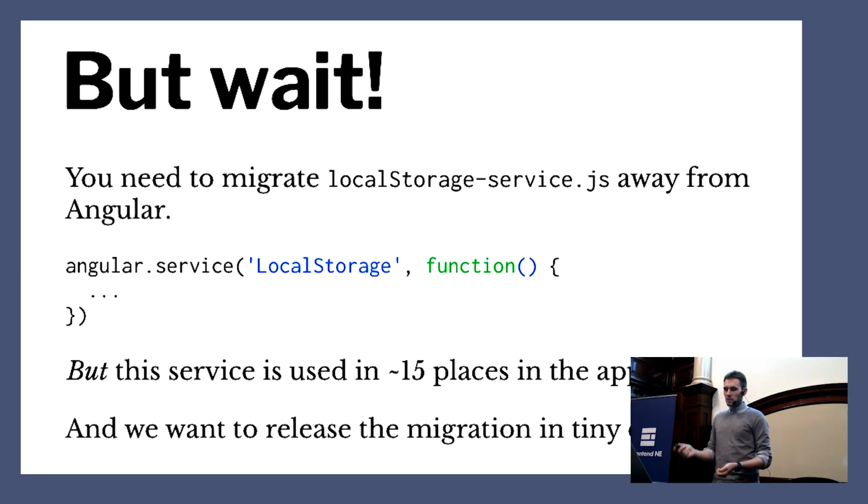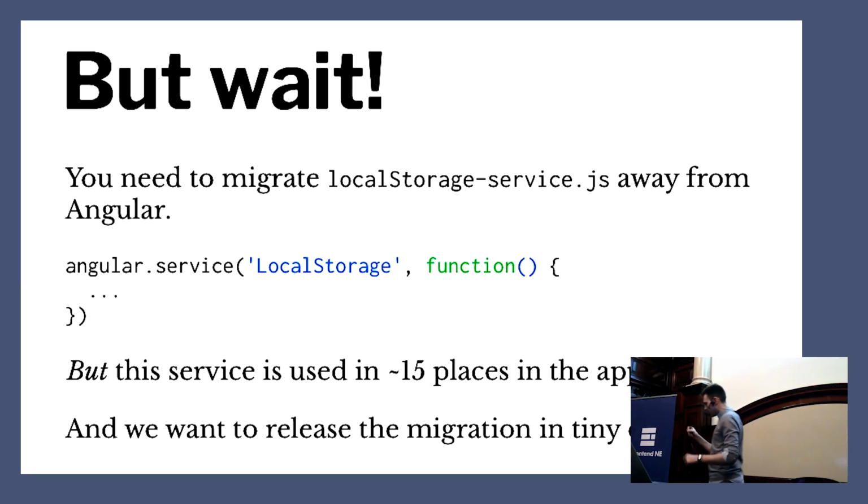But wait, it's still not that simple. Because let's imagine you want to migrate the local storage thing, which is a wrapper around local storage that can use an in-memory storage if local storage is broken or whatever. So I want to move this local storage service away from Angular. So I open up the code and it's got something like this in it, Angular service local storage, and the function where all the functionality is defined.